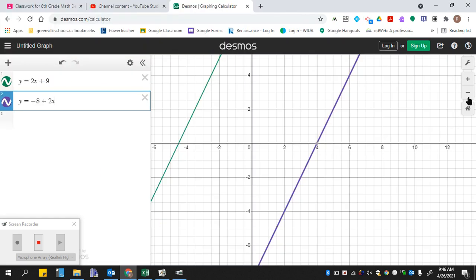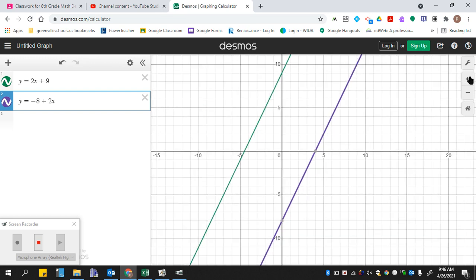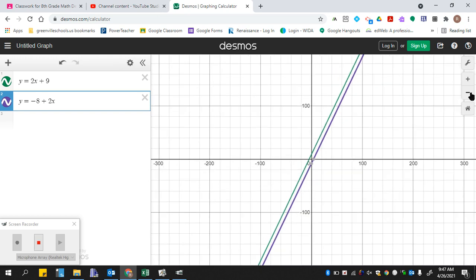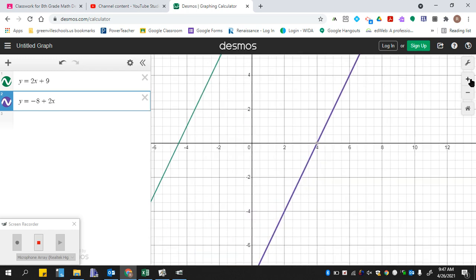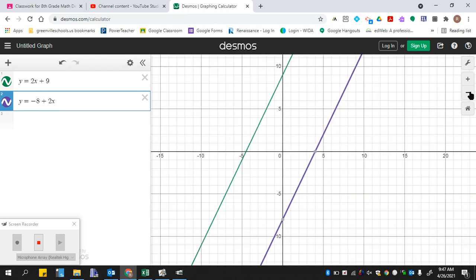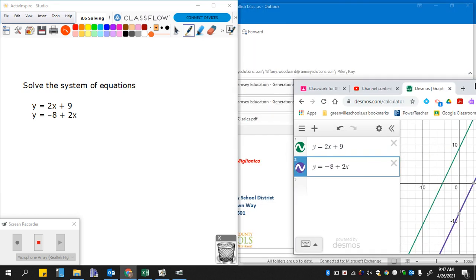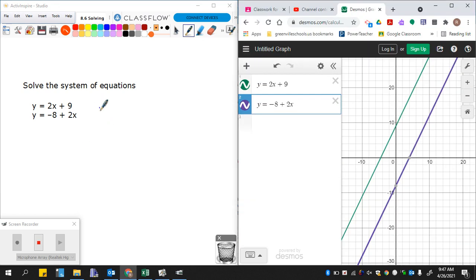If I zoom out, oops, I zoomed in. If I zoom out, it's easy to see that as far as I want to go, those lines are parallel. So remember, if the lines are parallel, that means that there is no solution. It means there are no points that they have in common.